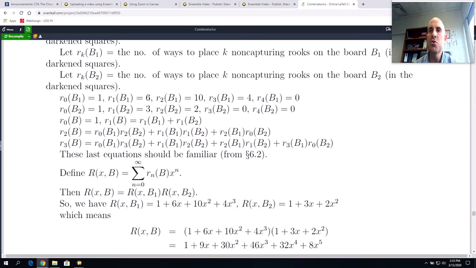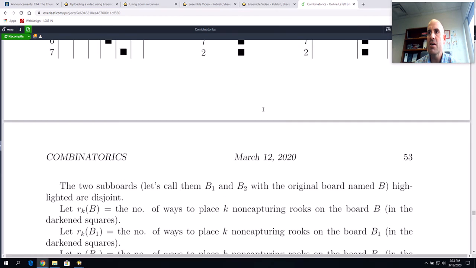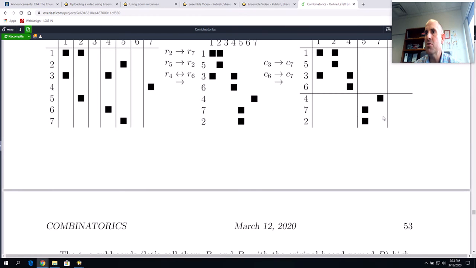Now R sub two of B1 is equal to 10. How in the world did we get that? Oh, by the way, let me just remark, R sub zero of B2 is obviously one. R sub one of B2 is obviously three because there were three squares. But let's talk about R sub two of B1. Well, R sub two of B2 is easy. You go up here and you say, okay, this is B2. How many ways are there to place two rooks on this board simultaneously so that they do not capture one another?